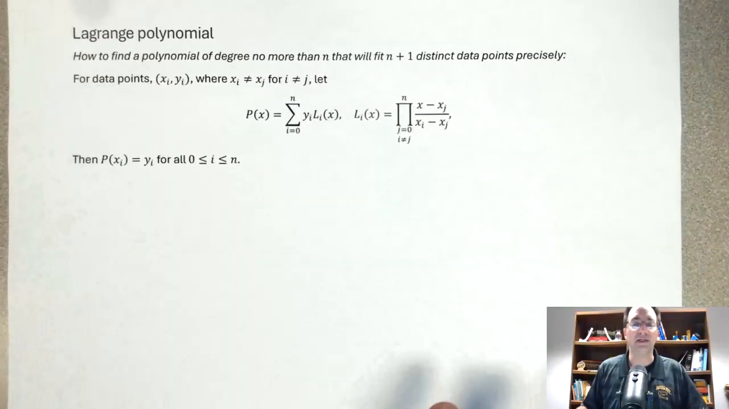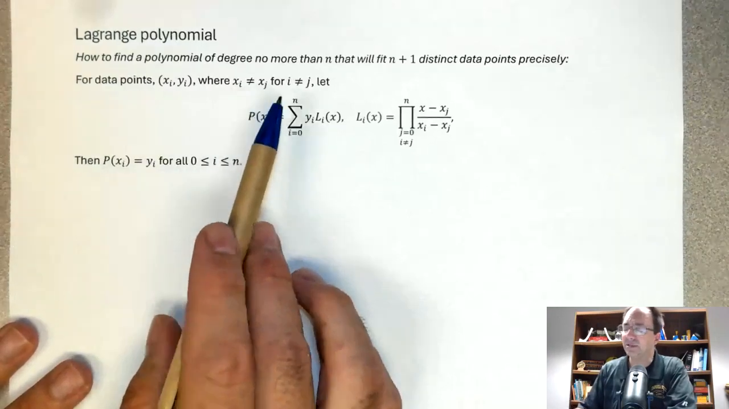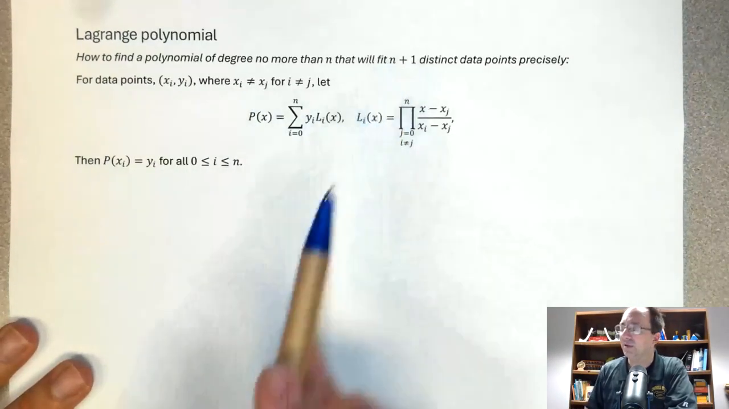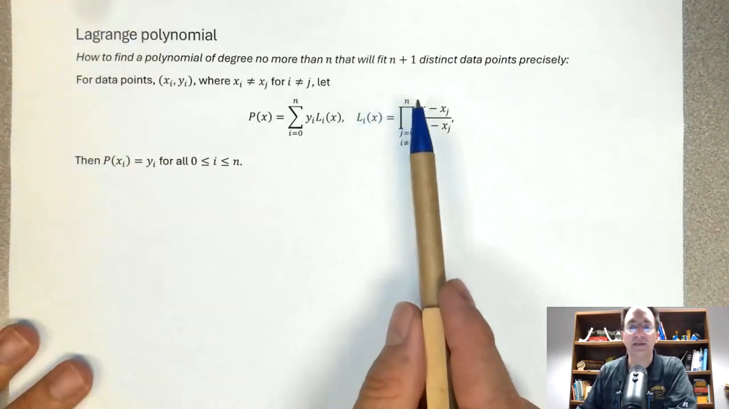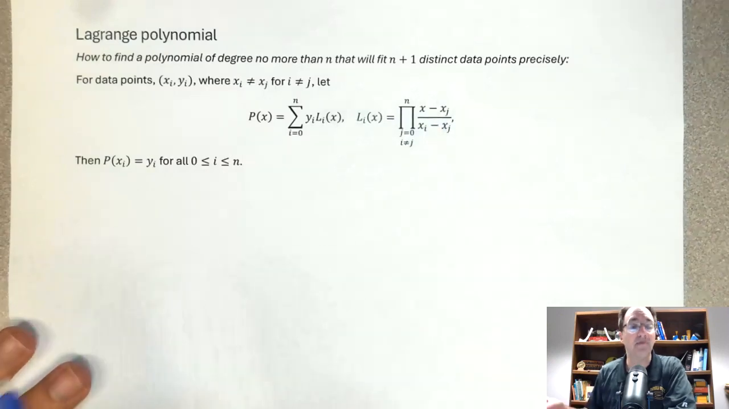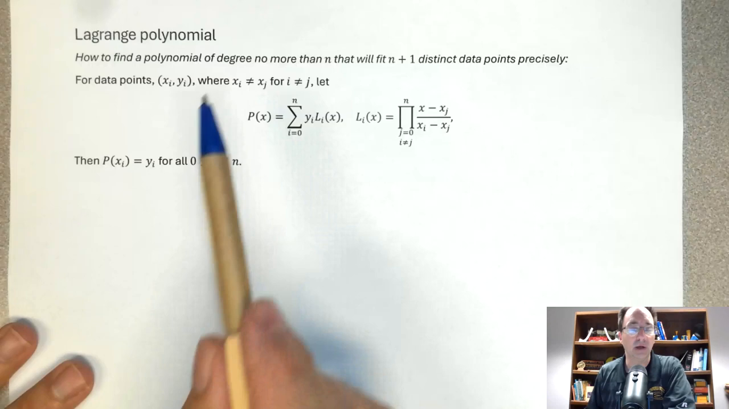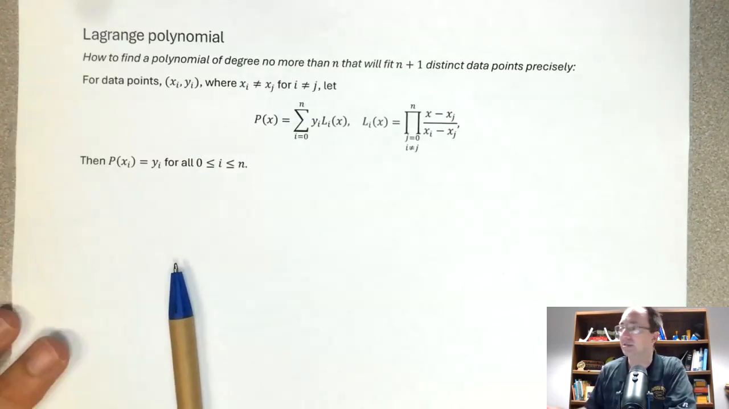And so one thing that's worth being aware of is something called a Lagrange polynomial. And basically, it allows us to find the polynomial of degree no more than n that will fit n plus 1 distinct data points. So it turns out there's always an answer as long as the points are distinct, and by that we mean that the x values are never the same, which means a function is possible because it's going to pass that vertical line test.